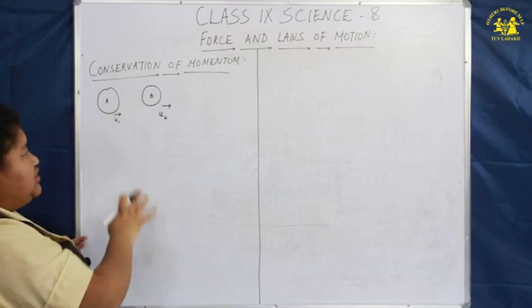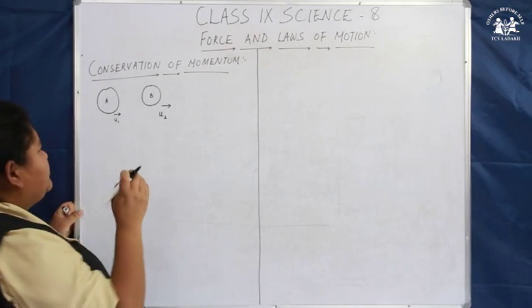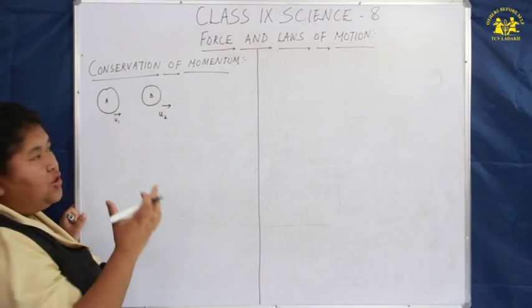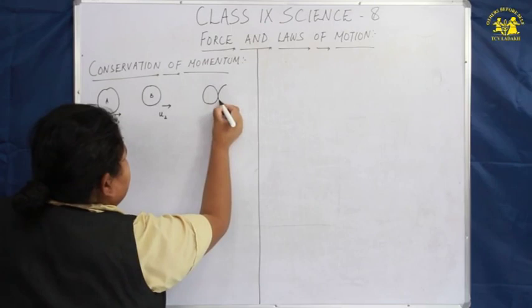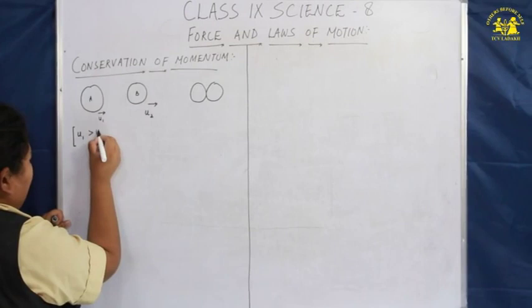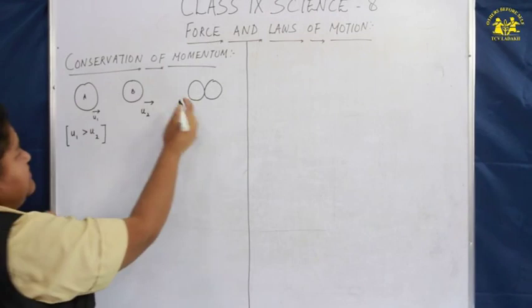Now you have been given a condition: u1 is more than u2. The speed of ball A is greater than the speed of ball B. You know what happens is after some time they are going to collide, because u1 is more than u2. So they are going to collide, right?